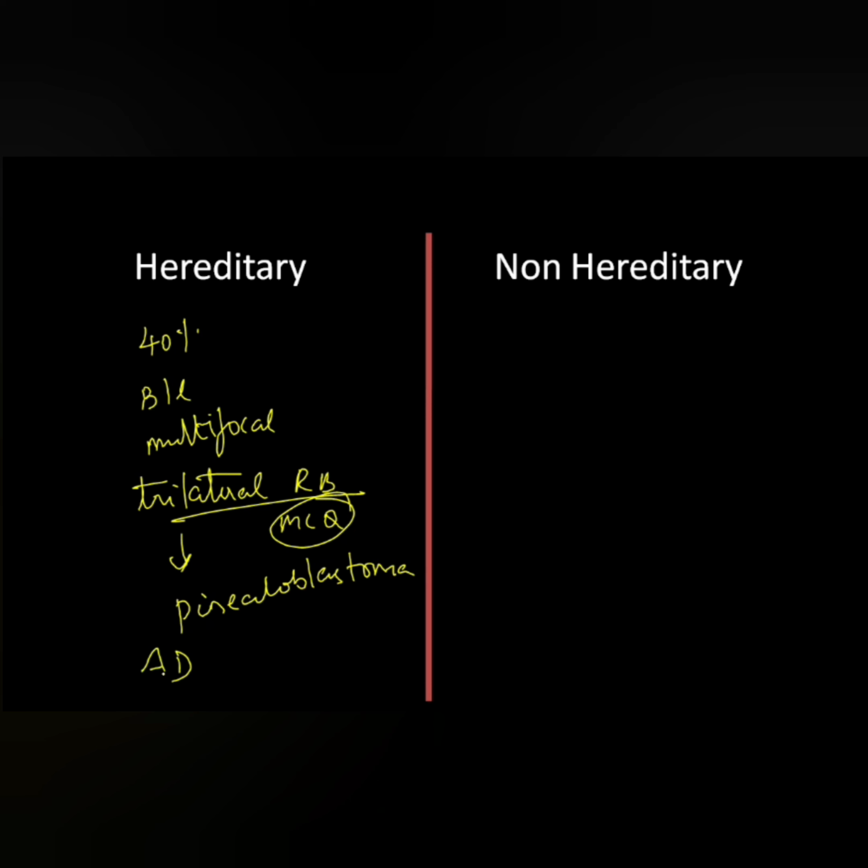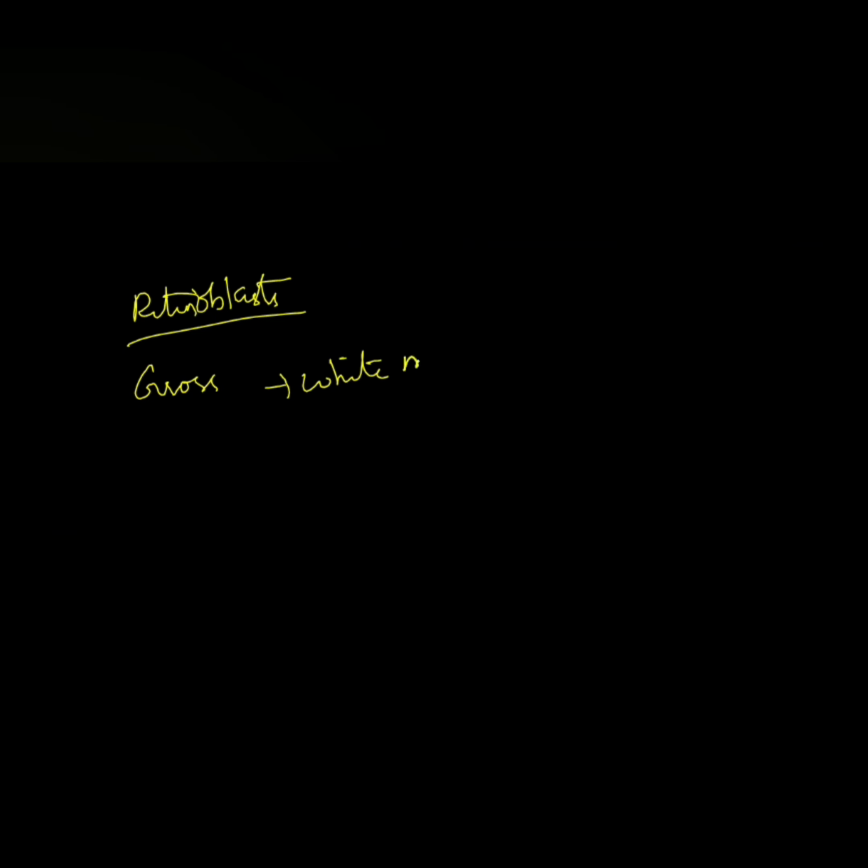When we talk about non-hereditary form, 60% of the retinoblastoma cases are non-hereditary, where it usually affects one eye, so it is unilateral, and it usually affects only your eye, so therefore it is unifocal. In retinoblastoma, you can see proliferation of retinoblasts. So in the gross features, you can see a white mass within the retina.